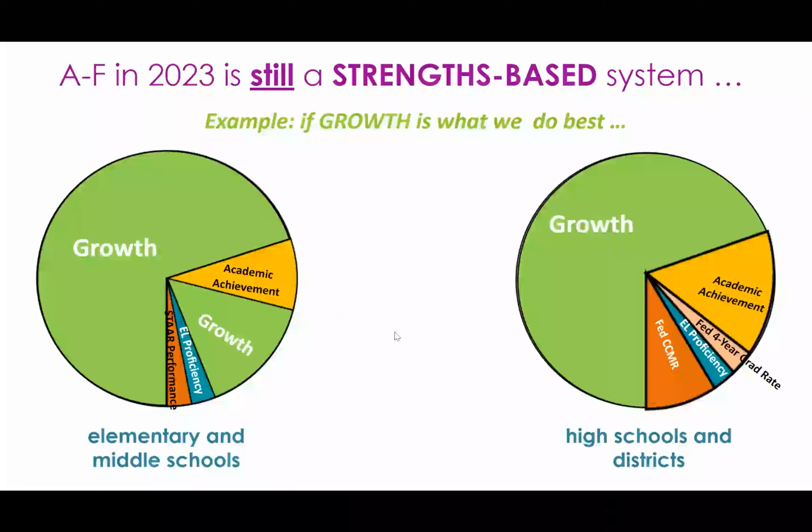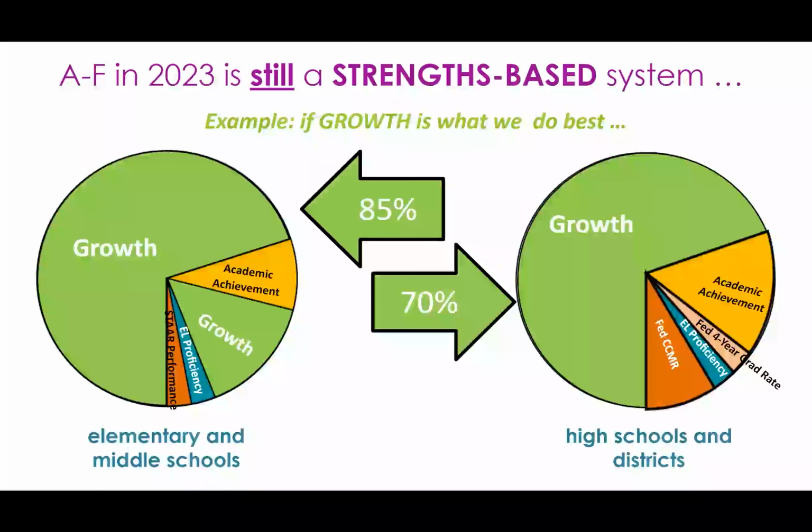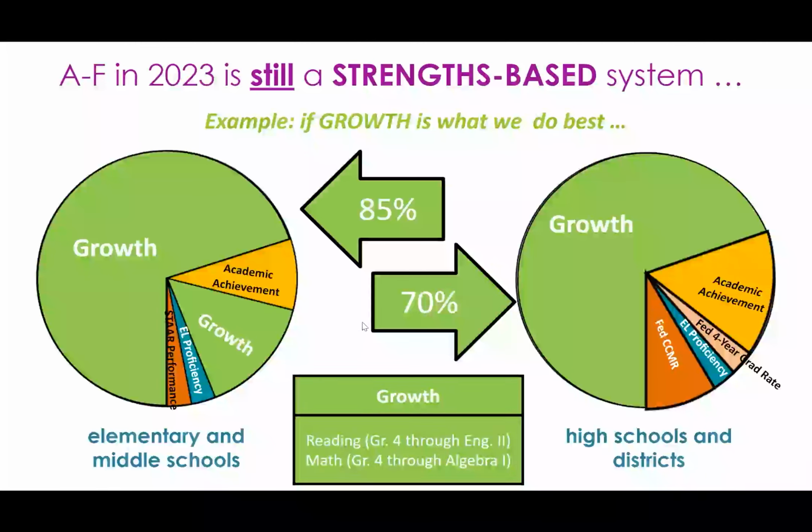This has been the case for the last 5 years, and that's going to continue to be the case for this 2023 school year. So we are excited that growth is still going to continue to play a large part and possibility. Included in growth this year is going to be a few extra tests. So in the past, we have only included reading grades 4 through 8 and English 2. This year, we're going to be including reading grades 4 through English 2. So going to add some additional tests to our growth scores this year.